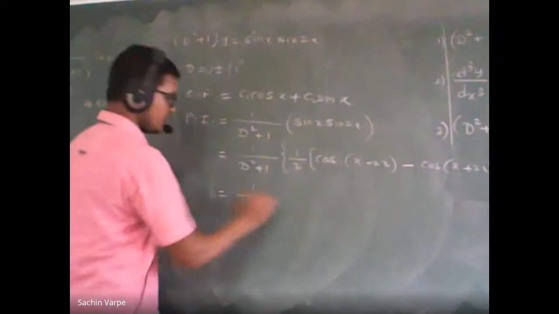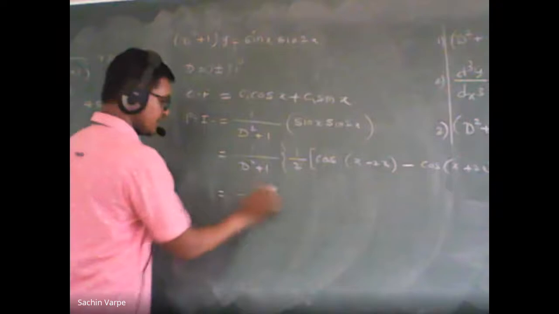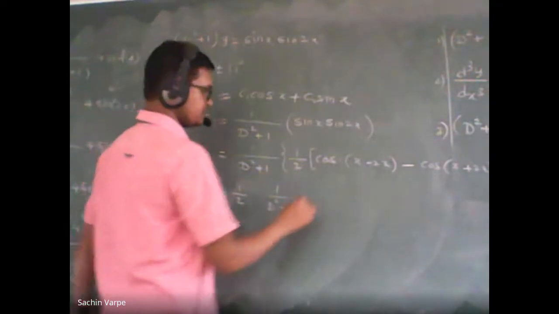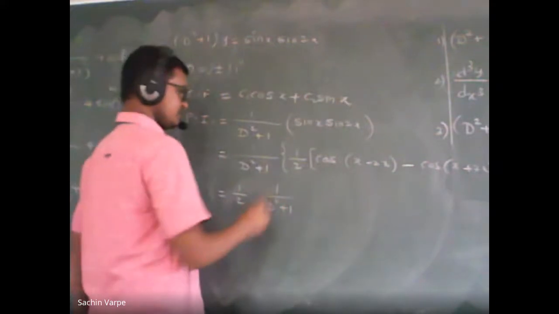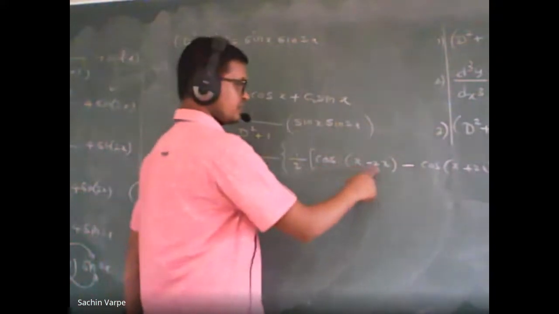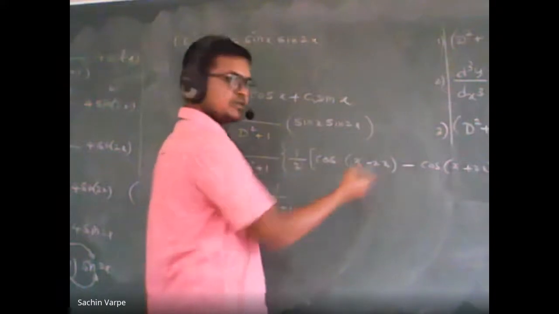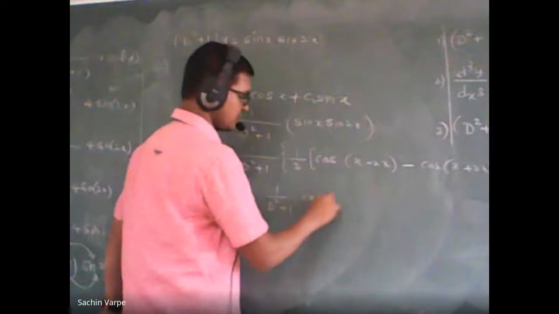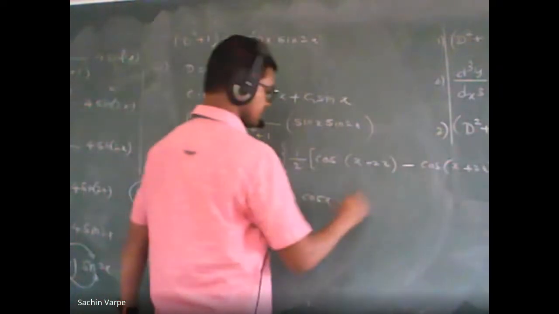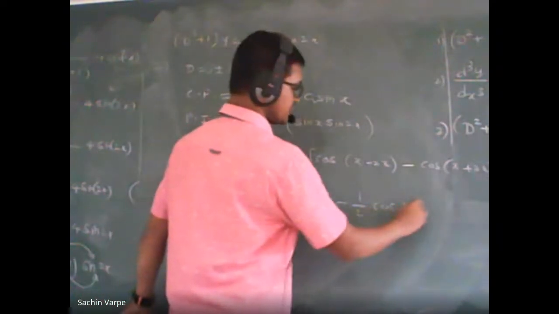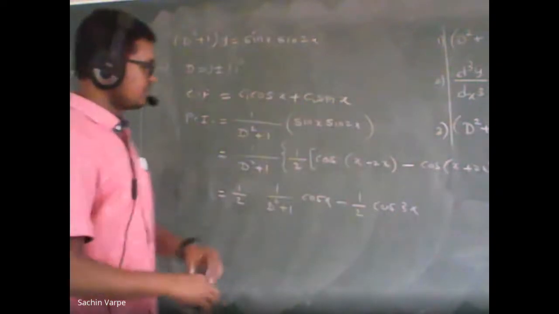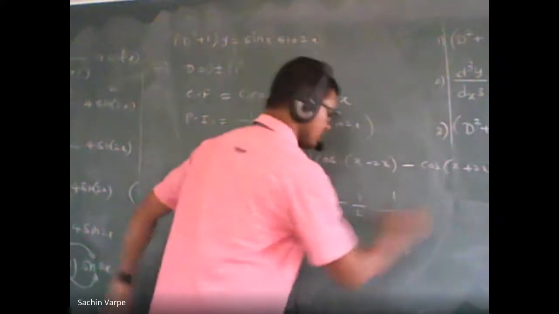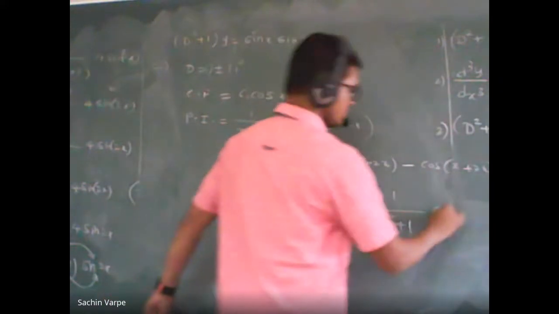equals to 1 upon d square, or I can take this half outside the operator, half of 1 upon d square plus 1 cos of minus x. What is cos of minus x? Cos x. Cos of minus theta is cos theta, isn't it? Because cos is an even function. So that is cos of x and minus half of cos of 3x. I'm multiplying by half inside, and operator also, minus half of 1 upon d square plus 1 cos of 3x.